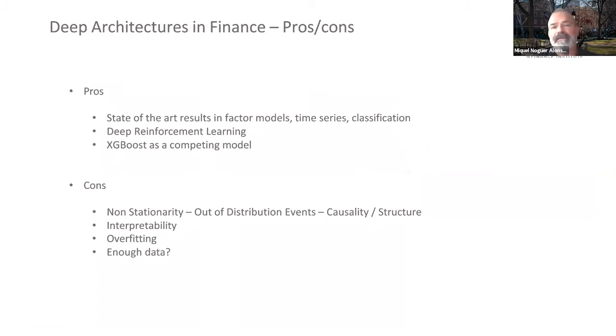Notice that we've said deep, right? It's because we're going to be using deep neural networks. So the agents are going to use deep neural networks, LSTMs, long short-term memory networks, convolutional neural networks, and so on. And here in these slides we have some of the pros and the cons of using these neural networks.